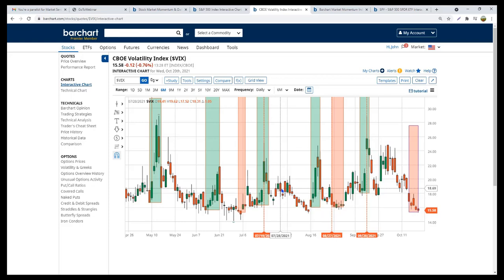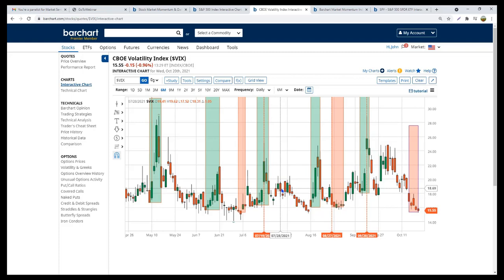Now, the boxes that I just drew for us for this segment, the greens represent where the VIX goes from low to high, a rise in uncertainty, a rise in risk, and the red is that low complacency. In other words, the market feels very comfortable. It believes that the prices are going to go higher.